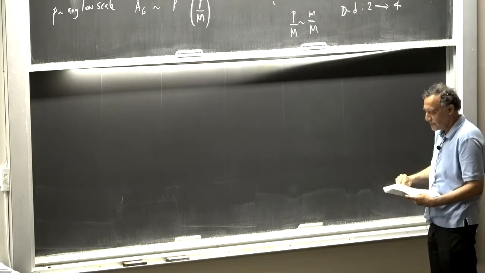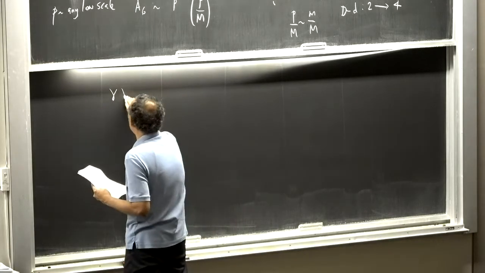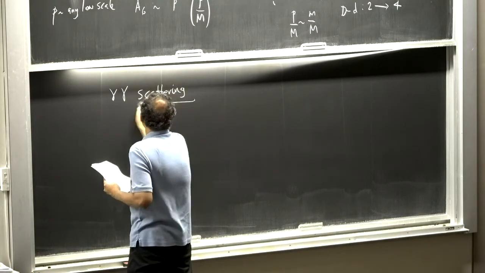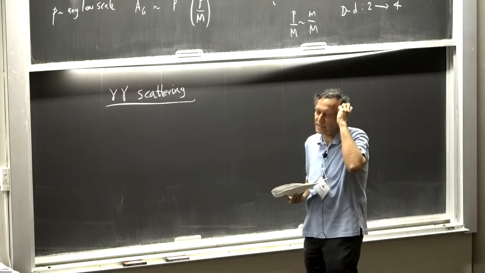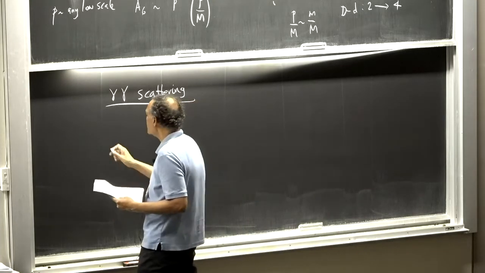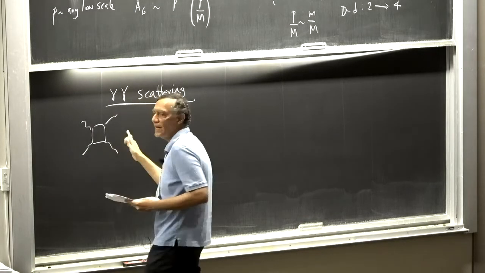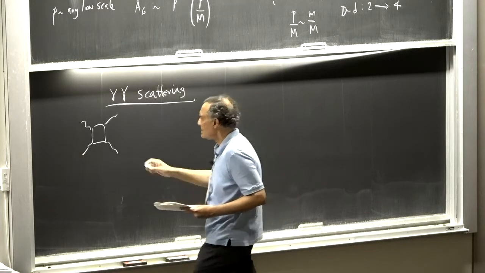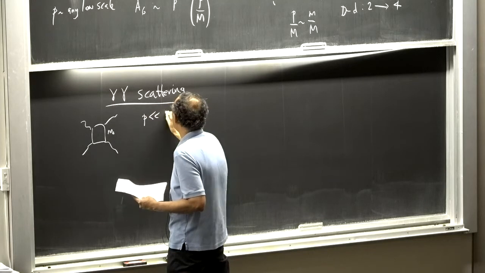OK, so now let's go to a slightly more quantitative example, which is photon-photon scattering. So this is another famous theory. Maxwell's equations are linear, and photons don't interact with each other. The waves just go through each other. But in QED, because of the box graph, you have nonlinear effects. And let's just say there's an electron here. So we're going to be looking at momenta much smaller than the electron mass.